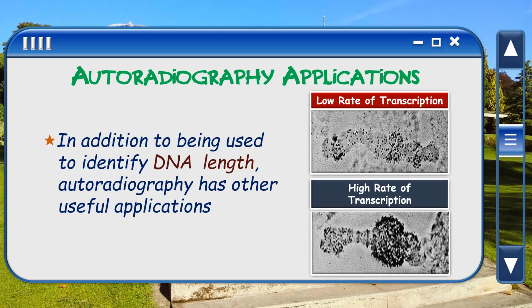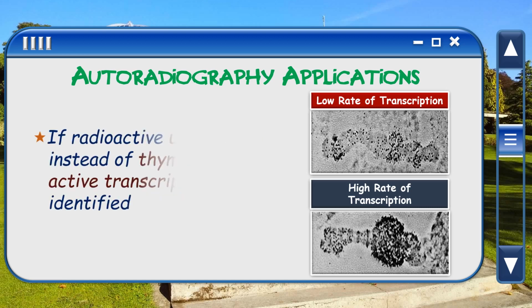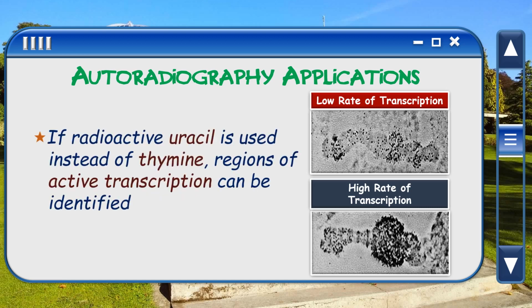Autoradiography applications. In addition to being used to identify DNA length, autoradiography has other useful applications. If radioactive uracil is used instead of thymine, regions of active transcription can be identified. We can identify the regions of active transcription if we use radioactive uracil instead of thymine.